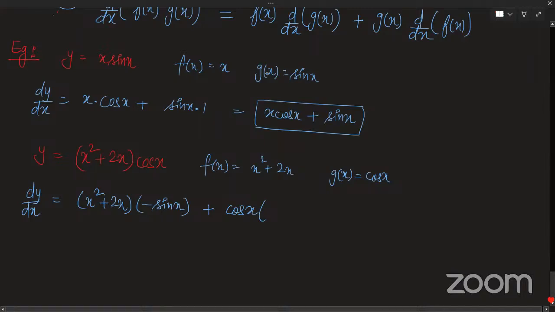Into what about the derivative of this? It is 2x plus 2, right? Yes, sir. Great.